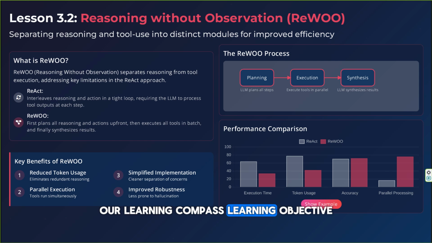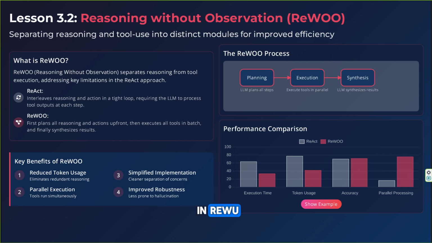Our learning compass, learning objective. Our goal today is to differentiate between the ReAct and ReWOO architectures by explaining the roles of the planner, worker, and solver modules in ReWOO. What we'll explore: overview of content. To achieve our objective, we will explore the ReWOO framework, which separates the reasoning and tool use process into 3 distinct modules to improve token efficiency, speed, and even allow for offloading tasks to smaller, specialized models. Now, let's move into the core content.